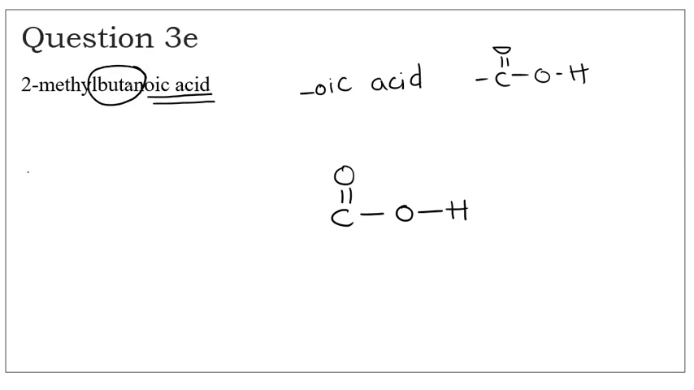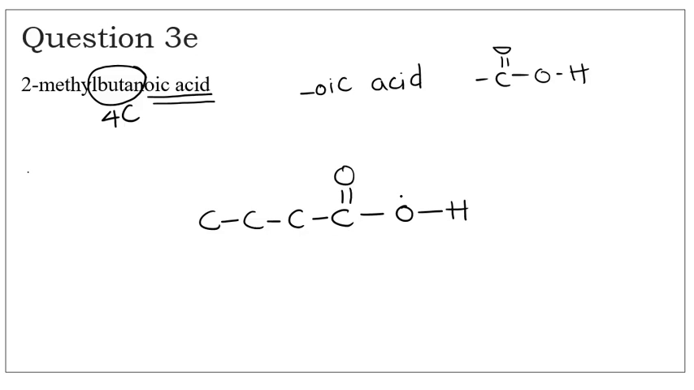carboxylic acid. Butane, so but is 4, so you know that the longest chain contains 4 carbons. But what students tend to forget is that 4 carbons includes this carbon. So I already have 1 carbon when I draw out the oic acid, which means that I only need 3 more to have my longest chain. 1, 2, 3, 4. You should only have 4 carbons present in the longest chain, period, including this.